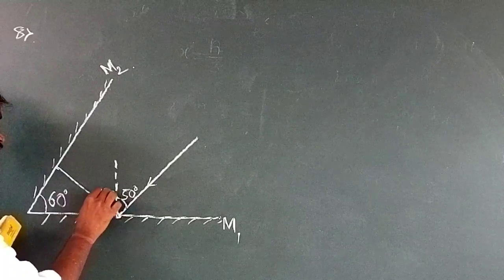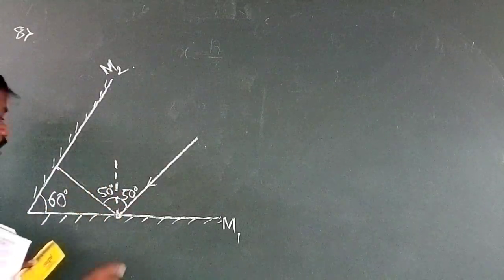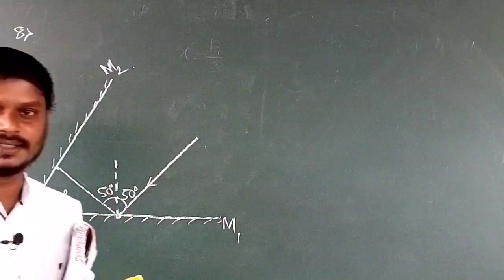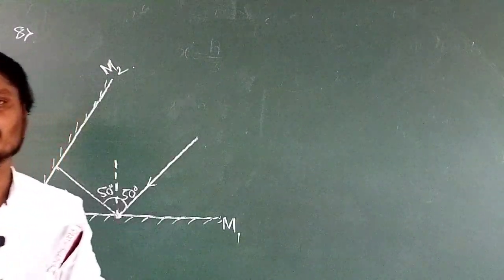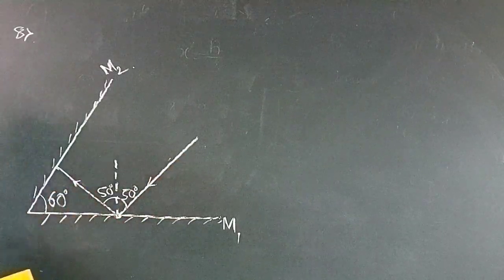So here the angle of reflection is also 50 degree, because according to the law of reflection of light, the angle of incidence is equal to the angle of reflection. This is the incident ray and this is the reflected ray.